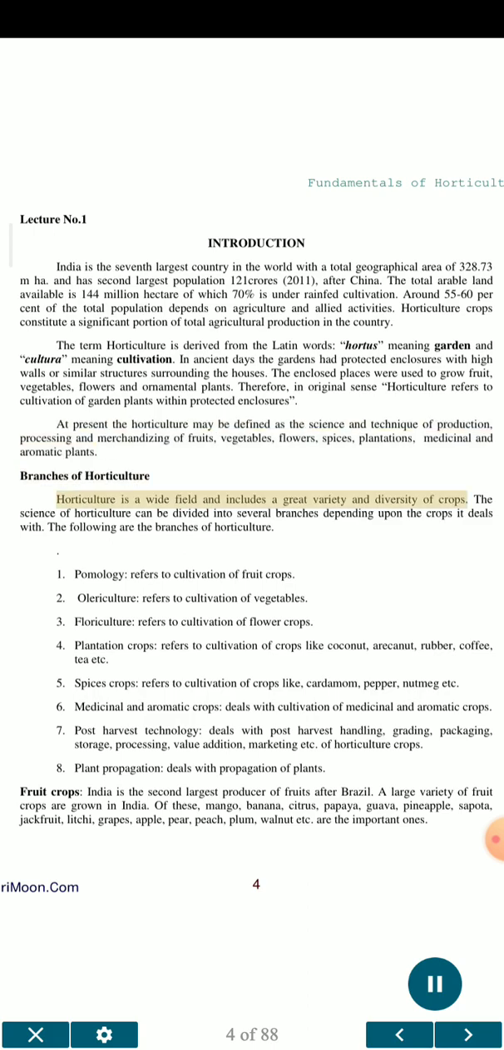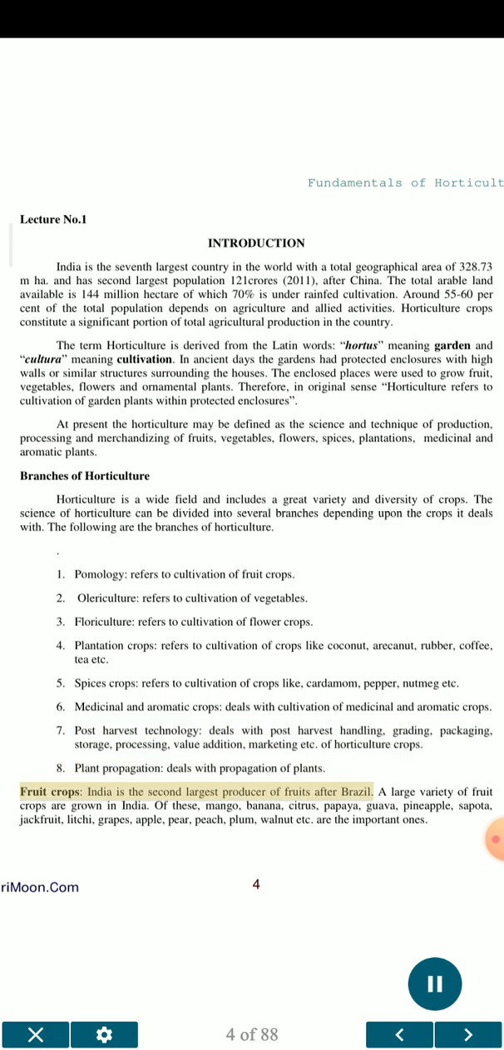Branches of horticulture. Horticulture is a wide field and includes a great variety and diversity of crops. The science of horticulture can be divided into several branches depending upon the crops it deals with. The following are the branches of horticulture. 1. Pomology refers to cultivation of fruit crops. 2. Olericulture refers to cultivation of vegetables. 3. Floriculture refers to cultivation of flower crops. 4. Plantation crops refers to cultivation of crops like coconut, arecanut, rubber, coffee, tea, etc. 5. Spice crops refers to cultivation of crops like cardamom, pepper, nutmeg, etc. 6. Medicinal and aromatic crops deals with cultivation of medicinal and aromatic crops. 7. Post-harvest technology deals with post-harvest handling, grading, packaging, storage, processing, value addition, marketing, etc. of horticulture crops. 8. Plant propagation deals with propagation of plants.